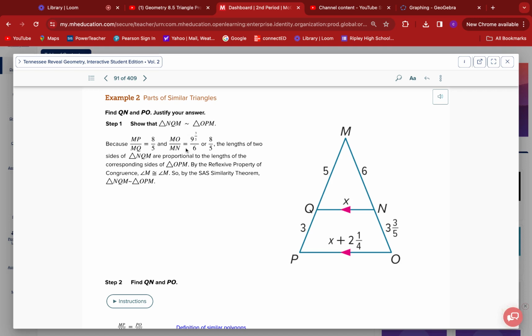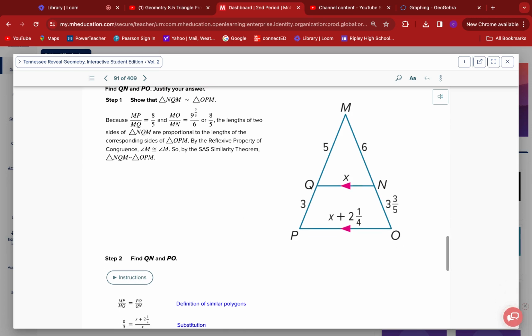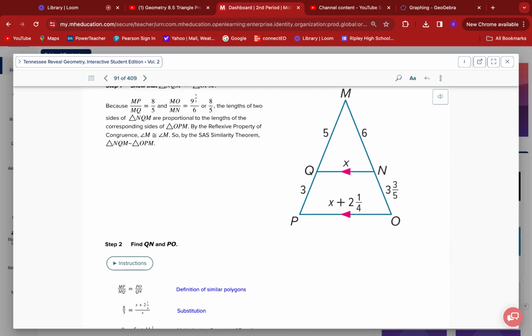So I know you guys don't like fractions and whatnot, but you have to add 6 and the 3 and 3/5 to get 9 and 3/5. So if you're sitting there going, where did they get the 9 and 3/5? MO is the side of a triangle, y'all, not NO. Okay, so with that being said, we need to set up a proportion to find x and then plug and chug. All right, so here is what they do.